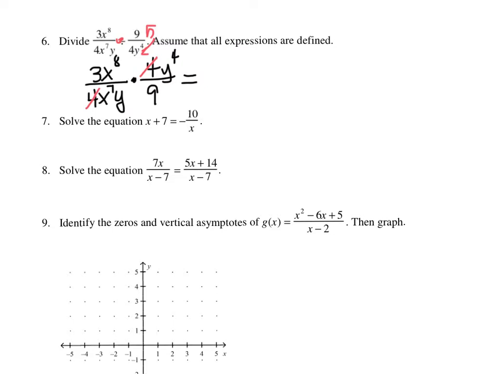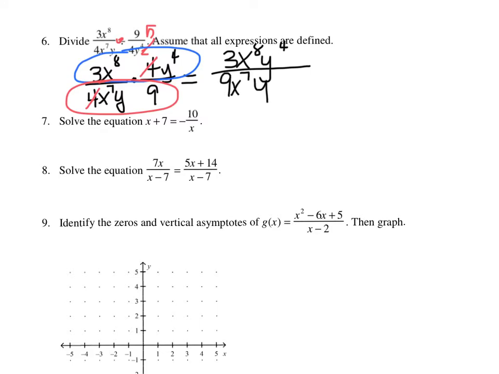Alright, so we got rid of those 4's. Now I'll do what I did on the previous problem and just multiply everything on top and then everything on the bottom. So I got rid of the 4 on top, so I just have 3. And then I have x to the 8th, y to the 4th. On the bottom, I got rid of that 4, so I have 9, x to the 7th, y.